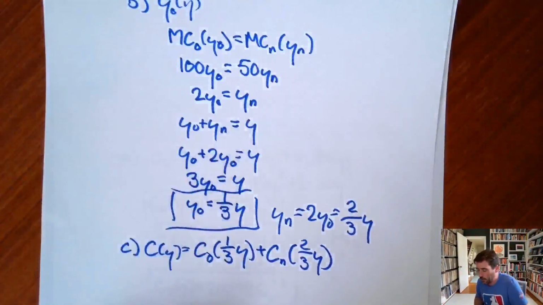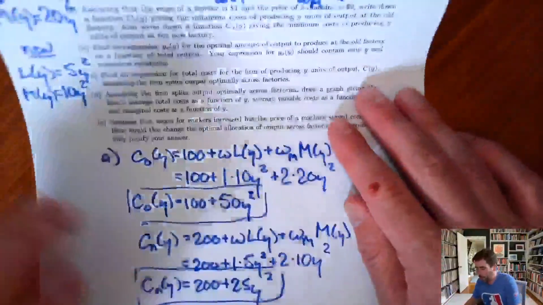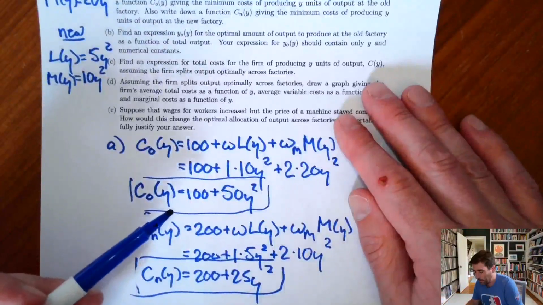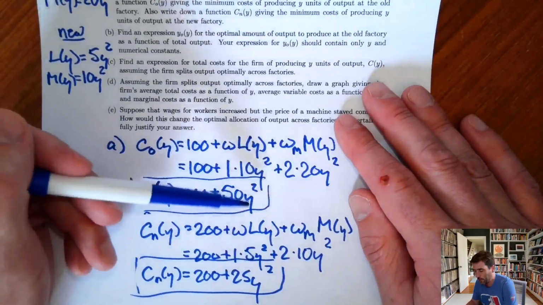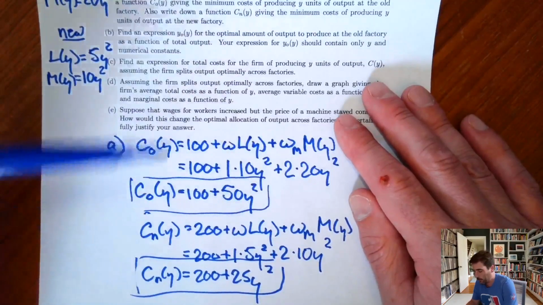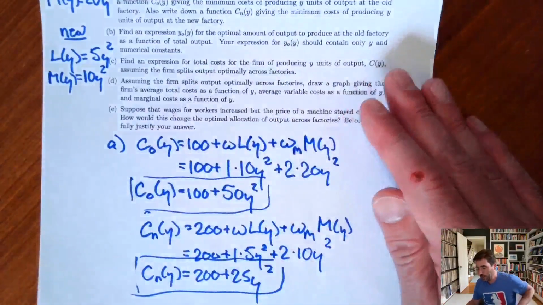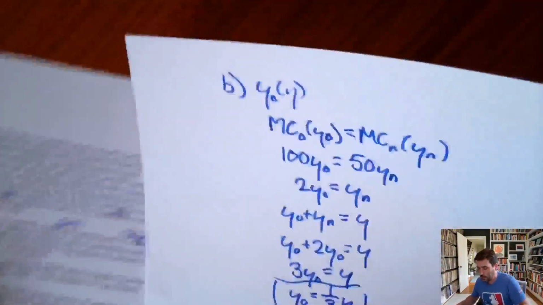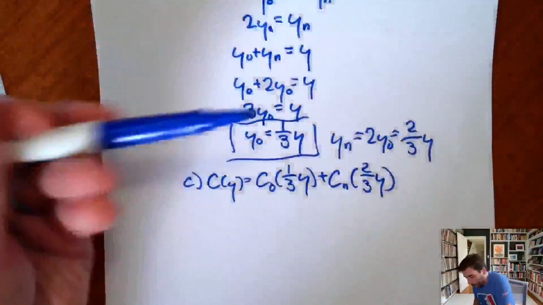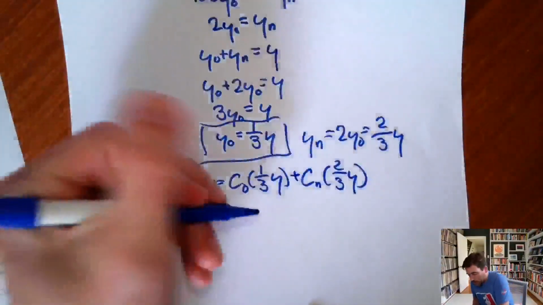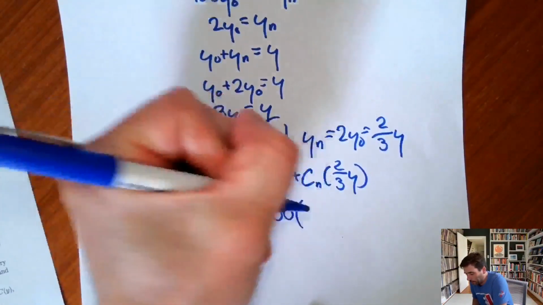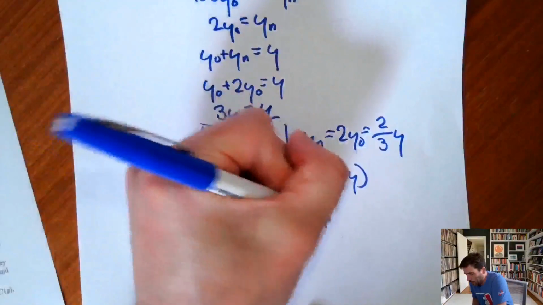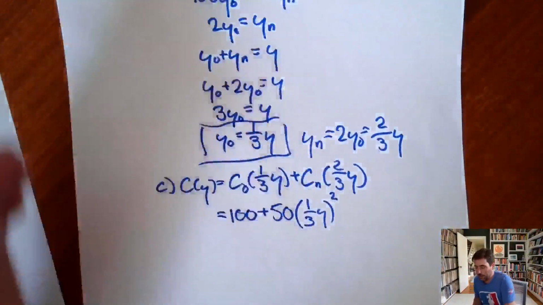Okay? And so we just have to go back to those original cost functions for our factories that we found earlier, that 100 plus 50y squared, 200 plus 25y squared. Only we're going to plug in for our y's here. This one's going to be 1/3 y in the old factory. This one's going to be 2/3 y in the new factory. All right, so here we go. My old factory cost function, I had 100 plus 50y squared, so that's going to be 50 times 1/3 y, all of that squared.